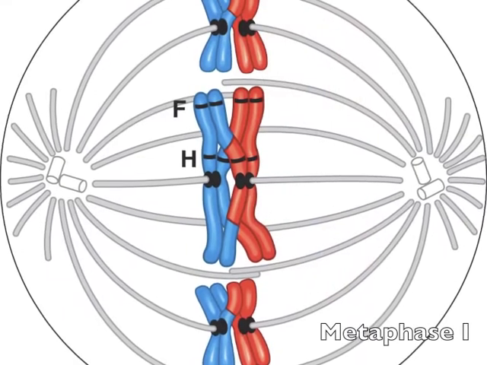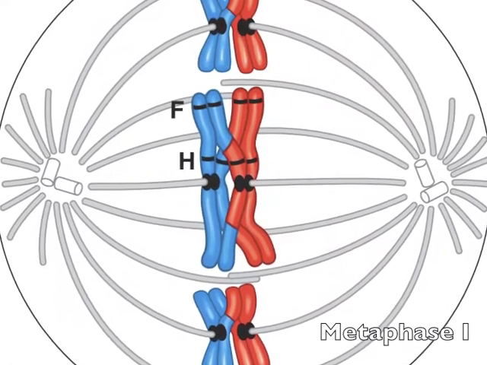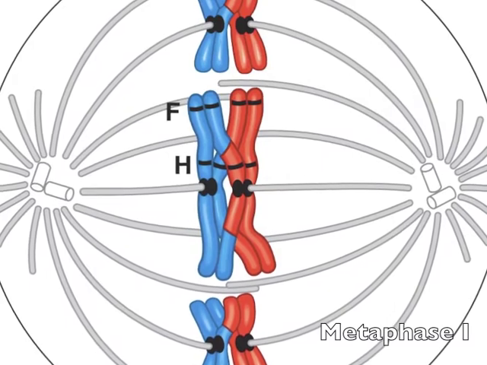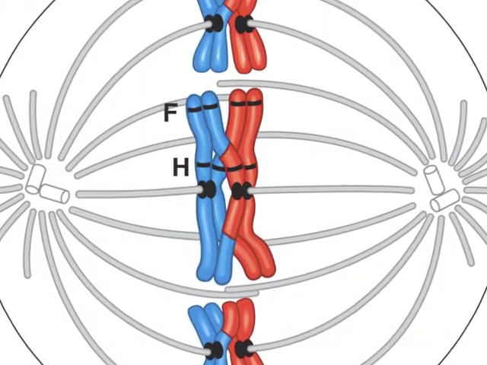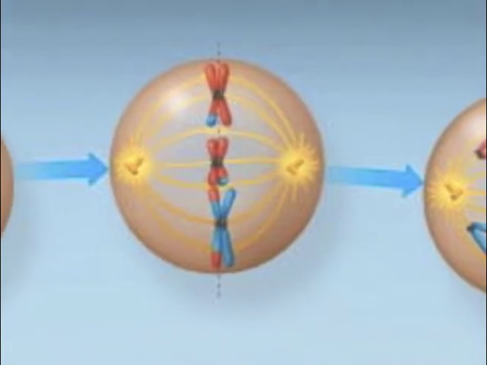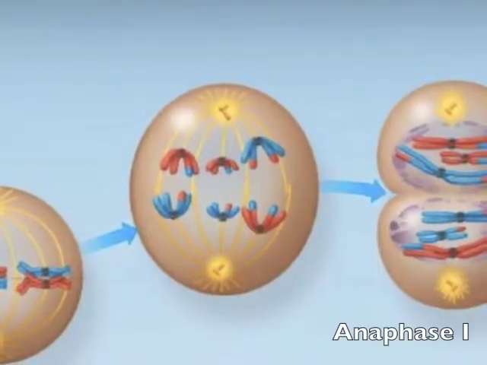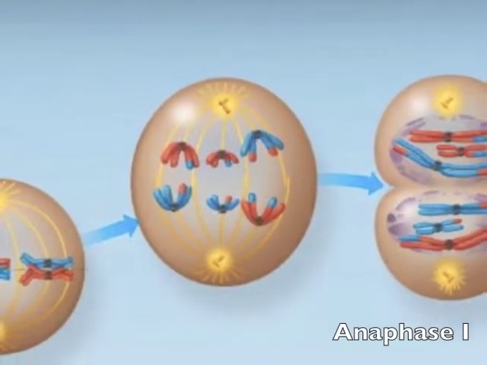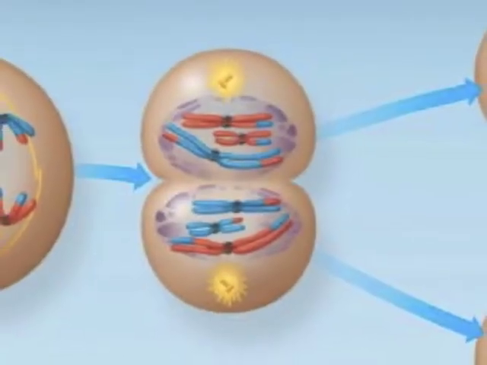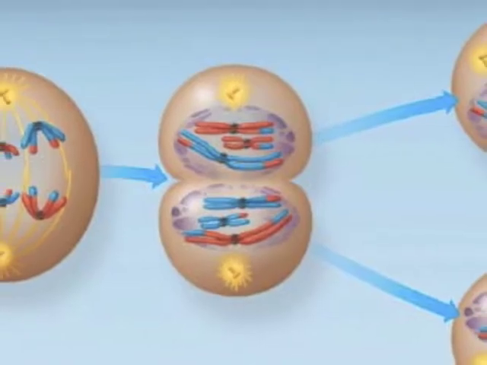In metaphase 1, the homologous chromosomes, not sister chromatids, are lined up parallel to each other on the metaphase plate. The result of crossing over holds the homologous chromosomes together and stationary on the metaphase plate. Therefore, in anaphase 1, homologous chromosomes are pulled to opposite ends. Both telophase and cytokinesis occur, just like in mitosis.